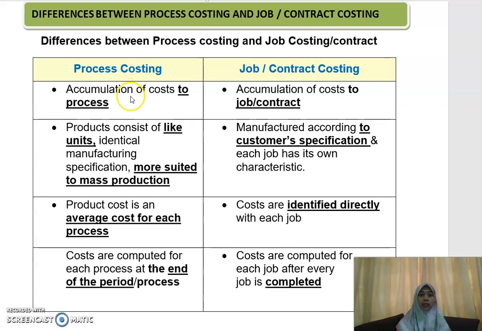So for process costing, the accumulation of cost is done to each particular process, whereas for a job or contract costing, the accumulation of cost is done to that particular job or for that particular contract.